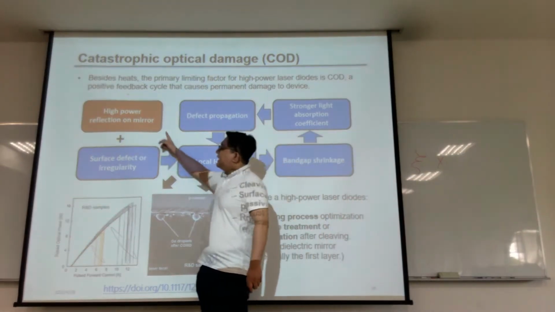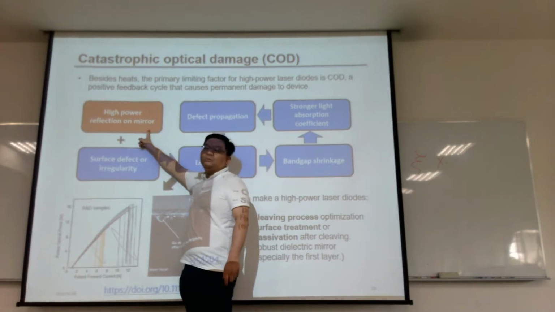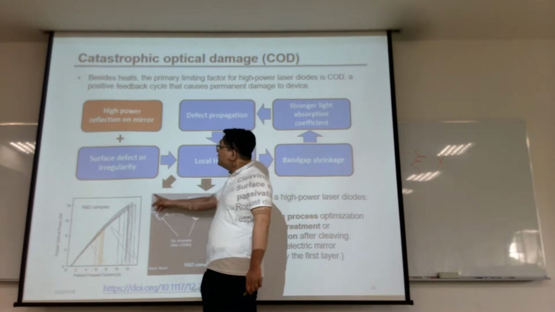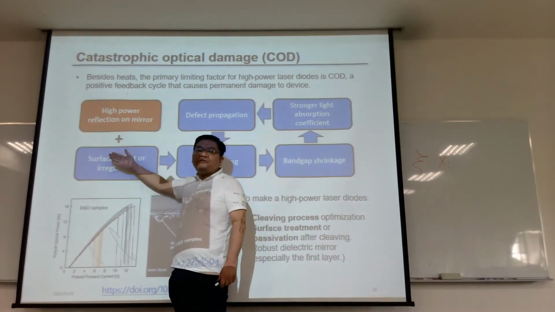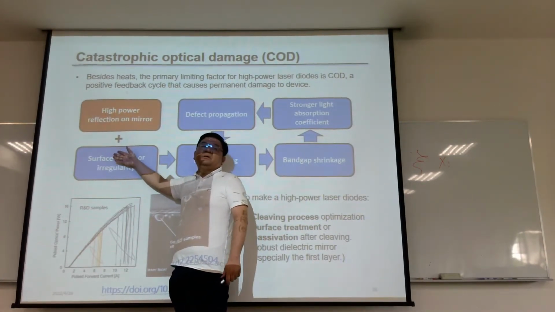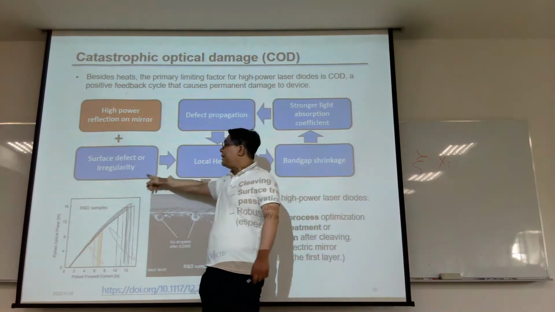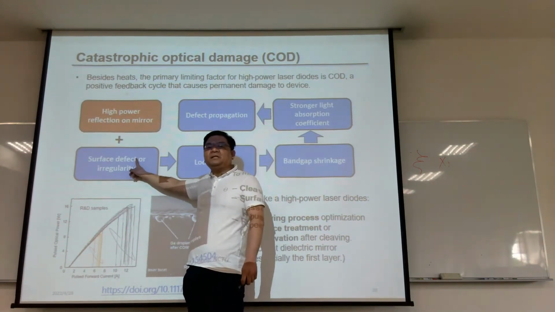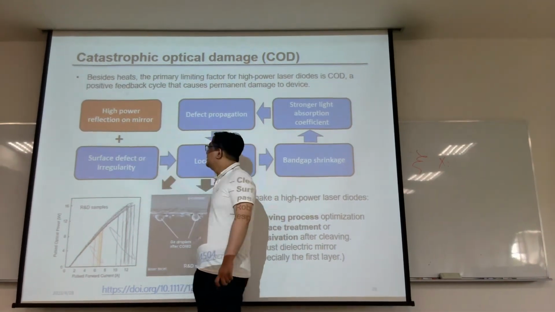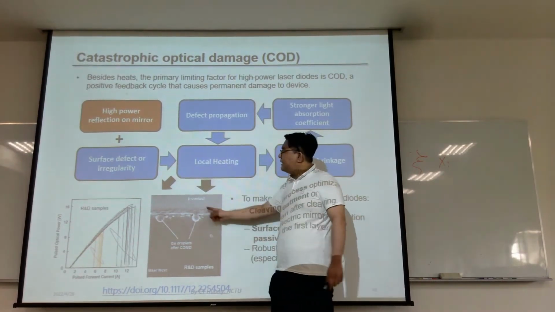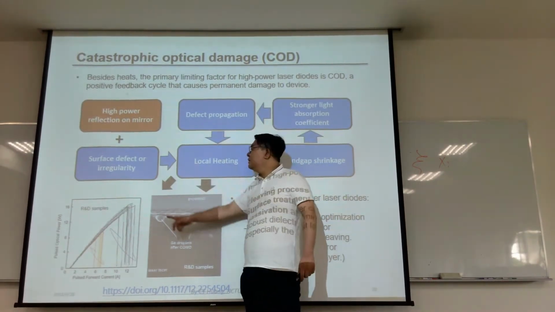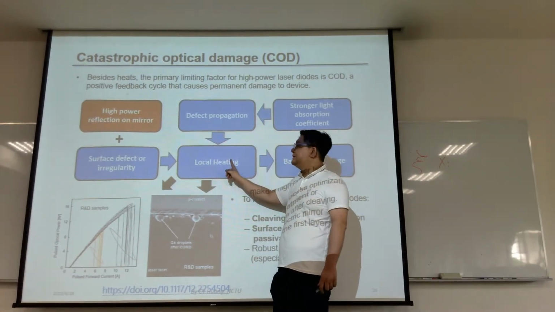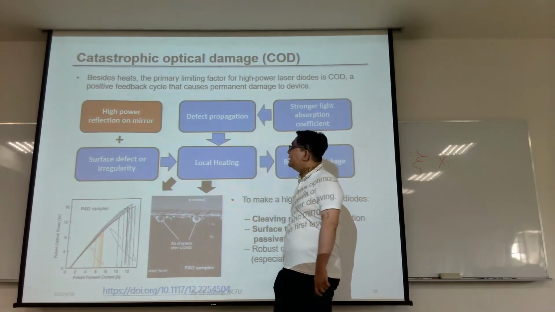When the output power is high, lots of energy will be reflected on your side mirror. If your mirror facet is not so flat, and you have only a few steps or a particle on it, that will make the electric field specifically high at such a point. With that high peak electric energy, it will heat your particle or your shape irregularity at some point. So it's called local heating.